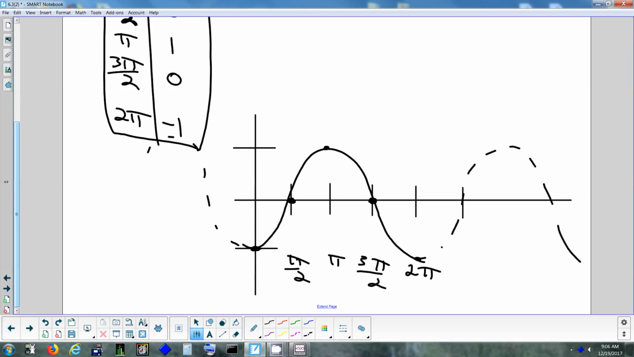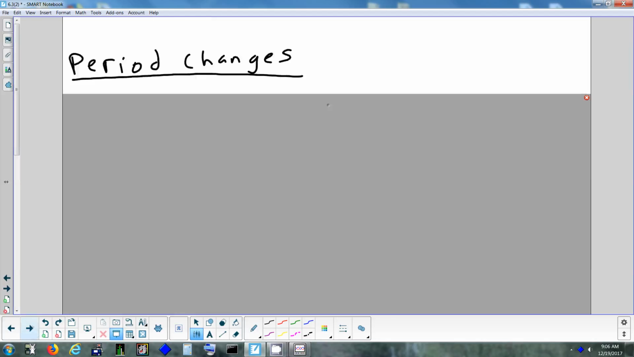Okay, so that's our vertical stretch. And the last stretch we're going to look at is the horizontal stretch. So for trig functions, they give the horizontal transformations different names. They don't call it a horizontal shift, they call it a phase shift. They don't call it a horizontal stretch, they call it a period change. But it's the same idea.